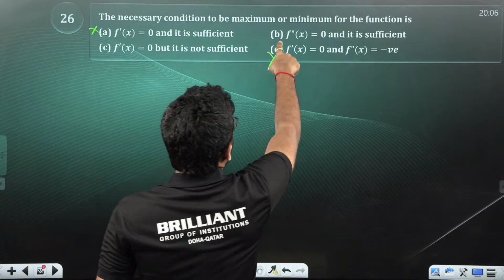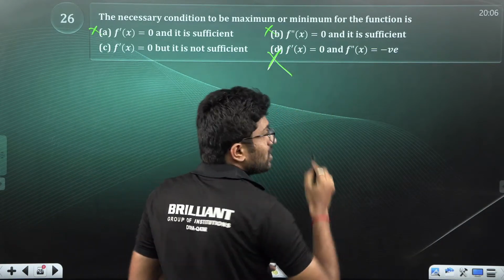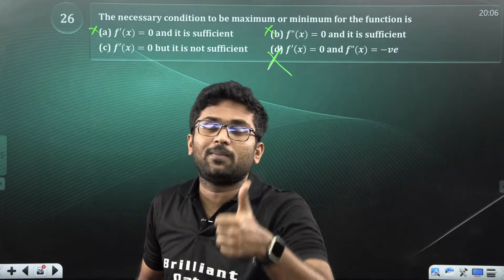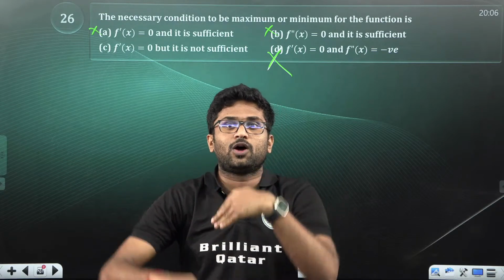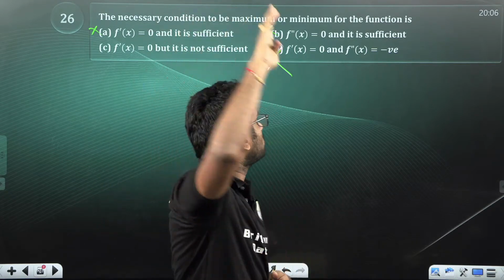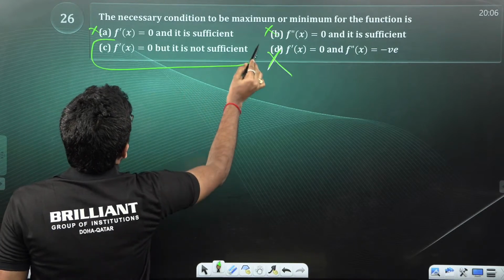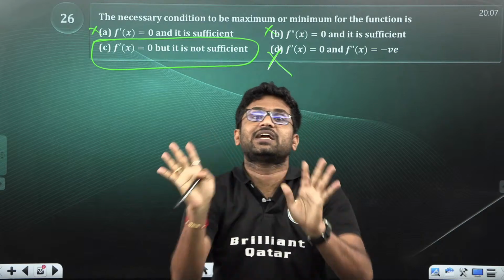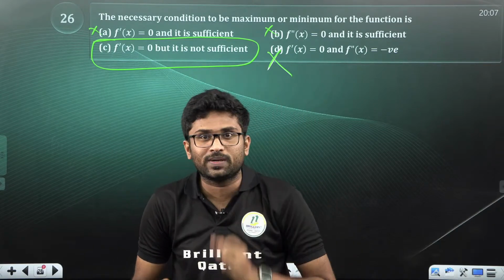Now coming to B, f double dash x is equal to 0 and it is sufficient. Guys, as we discussed in the morning itself, if f double dash x is equal to 0, it is a point of inflection, which is neither a point of minima nor a point of maxima. So even this fails, and the correct answer is f dash x equals 0, but this is not a sufficient condition. First, to be a point of maxima or minima, its first derivative must be 0.